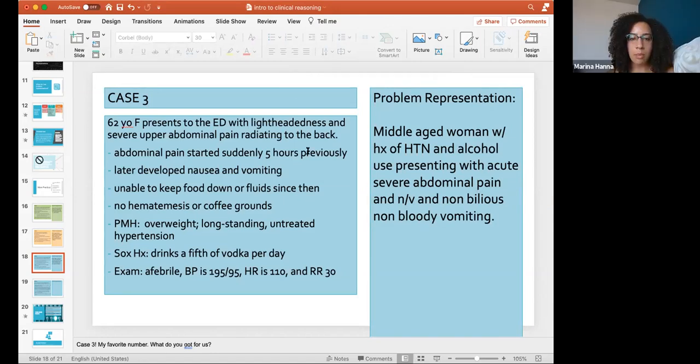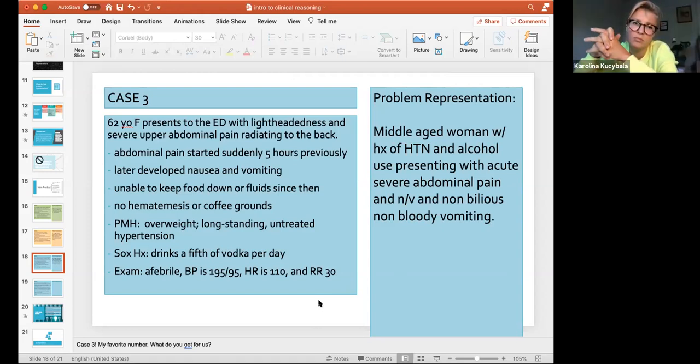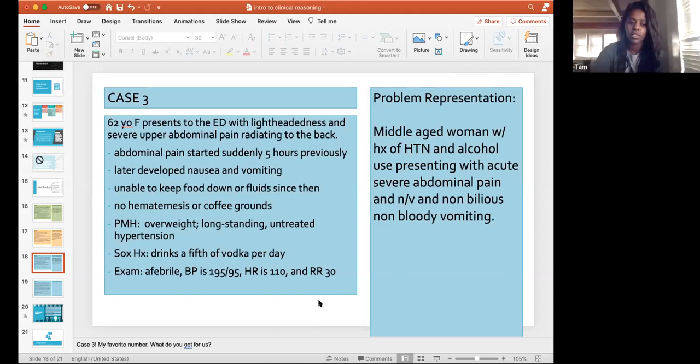I think on the top of my list would be pancreatitis versus cholecystitis, anything related to the upper abdominal area. I think also we didn't have enough time to finish our discussion.